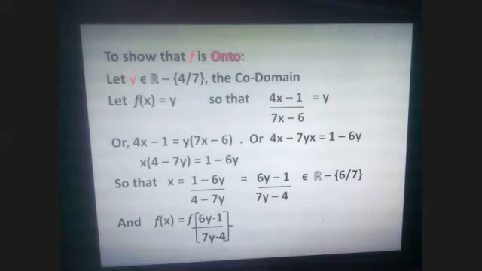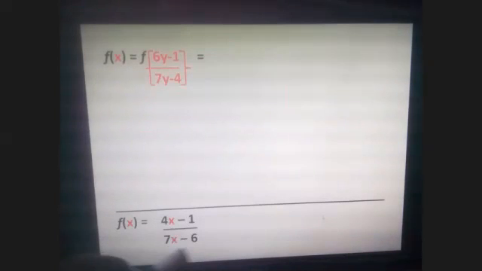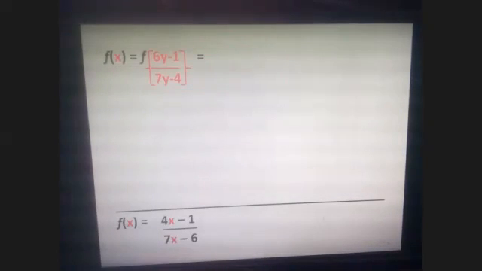And what is f(x)? More important, I have to show here f(x) equal to y. Even though I started with this, after a long step I must show that f(x) equal to y. What is f(x)? f of what is our x, (6y minus 1)/(7y minus 4). Look very carefully. I want f(x). You know f(x) is (4x minus 1)/(7x minus 6). That is my f(x), but now I am changing x to some other number.